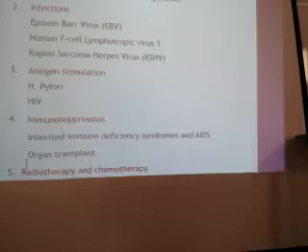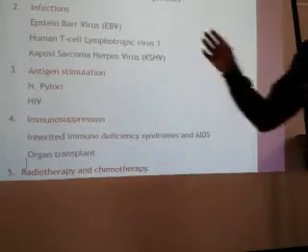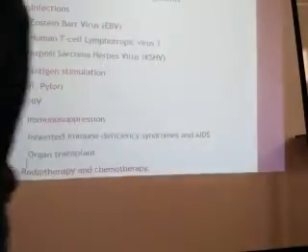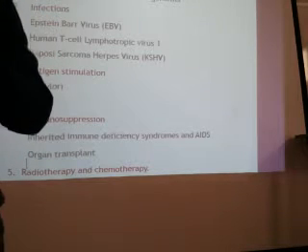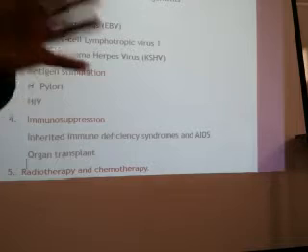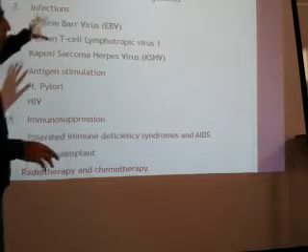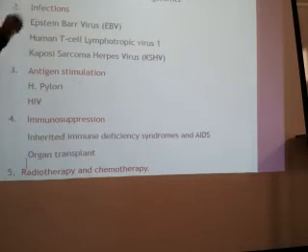Philadelphia chromosome in CML, got it? 9;22 translocation. So here also the translocations are very important. Gene rearrangements are important. Second is the infections like EBV, human T cell lymphotropic virus, and the Kaposi sarcoma herpes virus. These are the 3 infections which may cause some of the non-Hodgkin lymphoma.